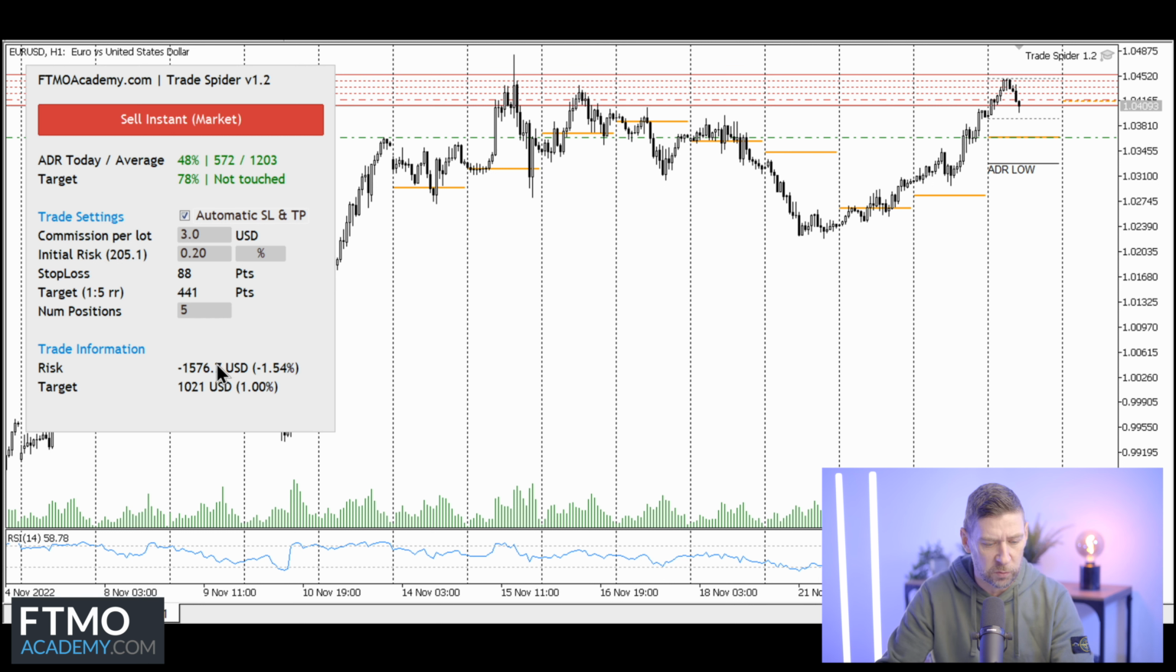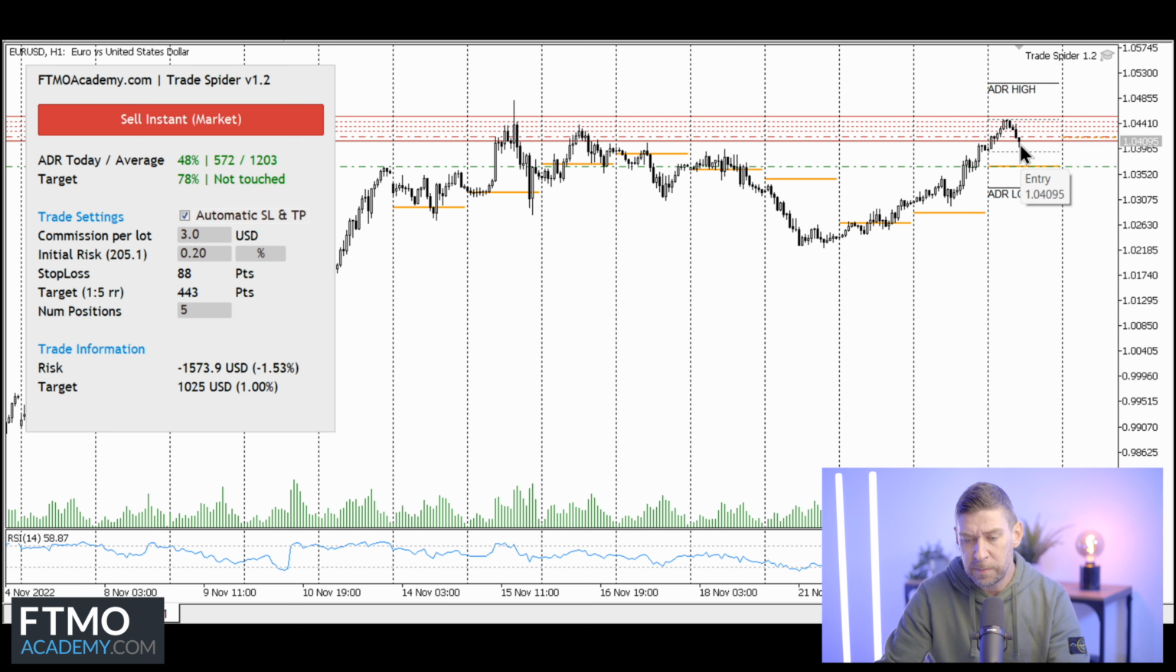My total risk is 1,500, which is roughly 1.5%, and my target is 1%. We have seen an uptrend here for the last couple of days. This might be just a little pullback before it continues up, or it will move down. We will see about that. We missed the target yesterday, we missed the target 2 days ago, but otherwise we have hit the target almost every day. I want to wait a little bit.